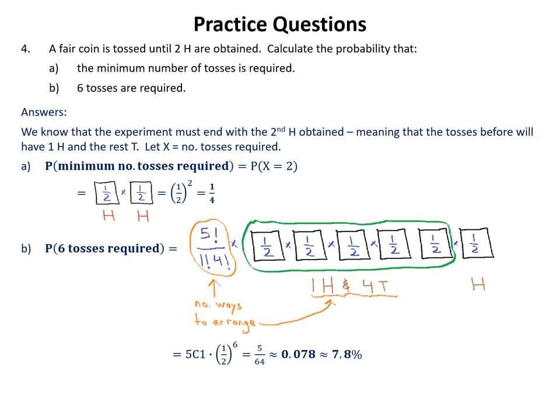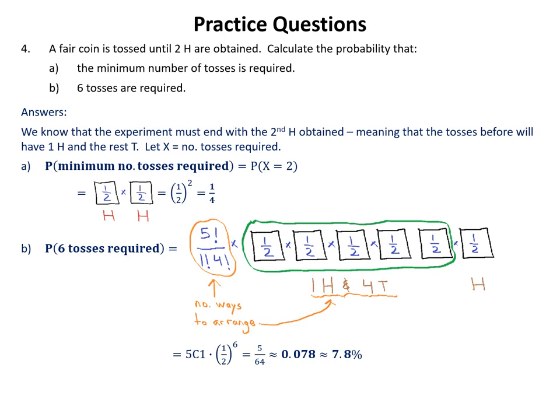For part B, we're asked to find the probability that 6 tosses are required. Now this is more complicated because there are many more ways this can happen. In part A, there was really only one sequence that we could get for the minimum number of tosses. The first toss had to be heads, the second toss had to be heads. This time, we're talking about exactly 6 tosses, of which 2 are heads, and therefore 4 are tails.